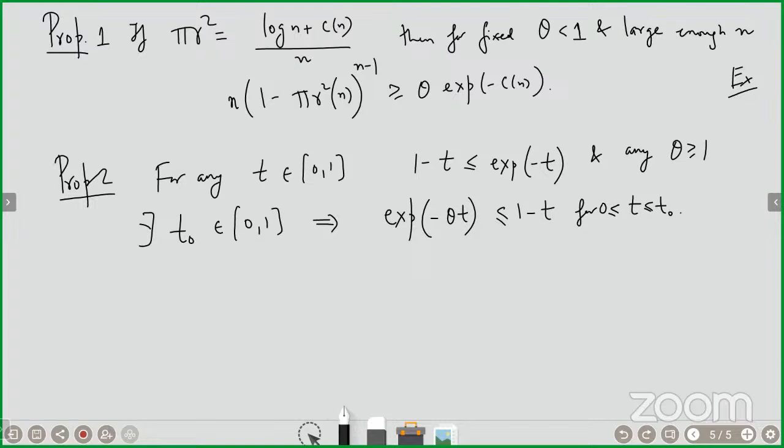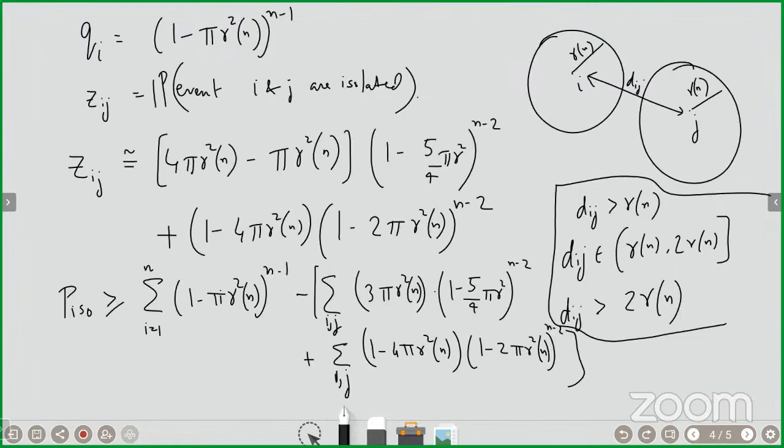So essentially you can replace the first term by theta times e to the minus c_n. That's the first term as it is. What do you do for the second and the third term? That's what you should think about.